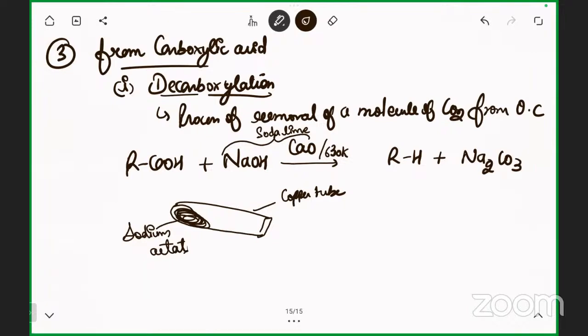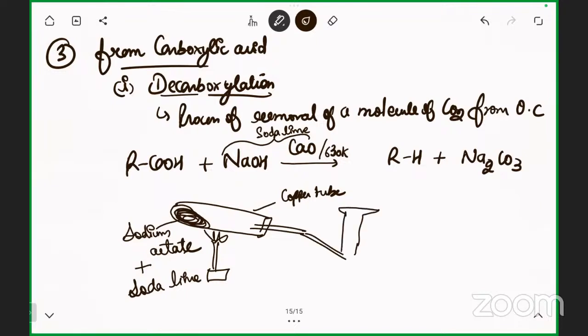We have the sodium acetate, or you can use carboxylic acid, along with the soda lime. On continuous heating it will give out methane gas. We collect the methane gas by this method.